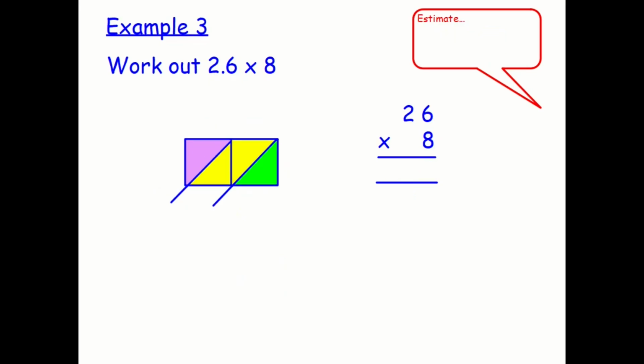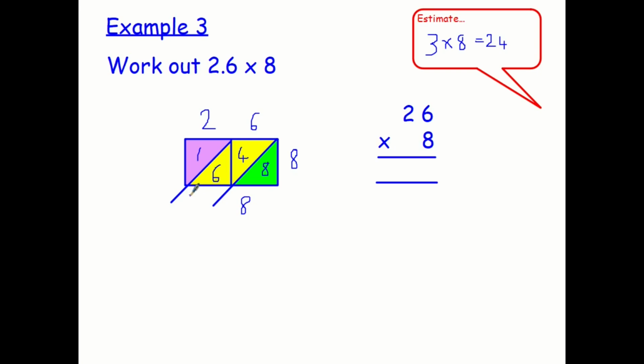Example 3. 2.6 multiplied by 8, let's do an estimate. 2.6 is basically 3, and 3 times 8 is 24, so my estimate is 24. Let's put the digits along here, 2, 6, and 8. Here I do 6 times 8, 6 8s are 48. Here I do 2 8s, which are 16. Add on the greens, I get just 8. Add on the yellows, I now get 10.